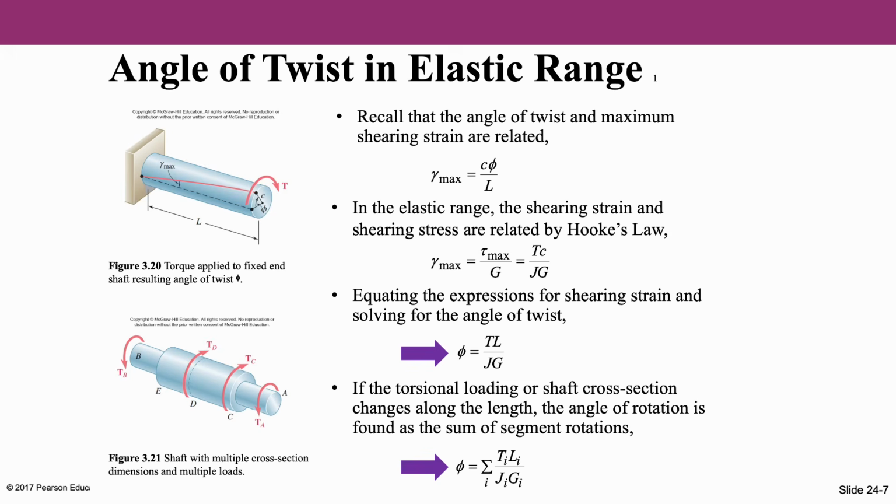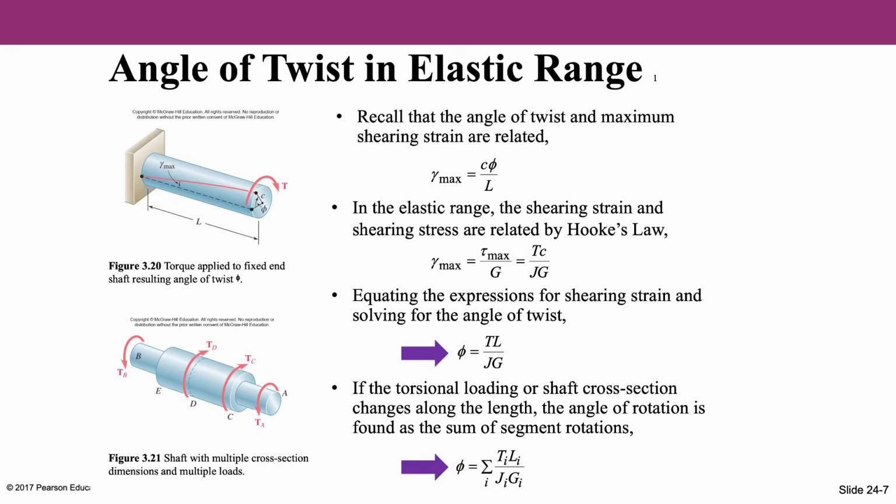Phi represents the angle of twist. C represents the radius of the circular shaft, and L represents the length of this circular shaft. And if the material behaves elastically, which means that the applied torque values are not very large, they are relatively small, the deformations are small, which means that Hooke's law can still be applied, because Hooke's law applies until the proportional limit. And please also recall the shear version of Hooke's law.